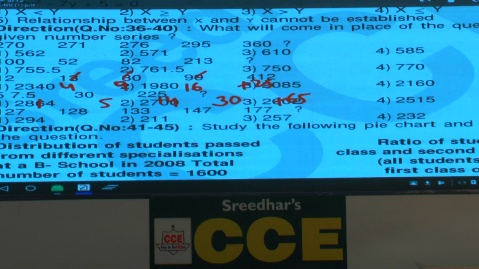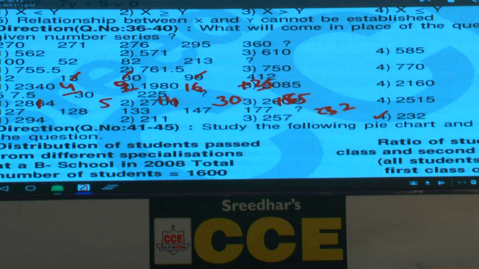30 plus 25 is 55. As 55, and this will be how much? 232. Choice 4 is the answer. Done with this? Difference of differences are what? 2 square, 3 square, 4 square, 5 square are added. 30 plus 25 will be 55, hence 177 plus 55 will be 232. Choice 4 is the answer.